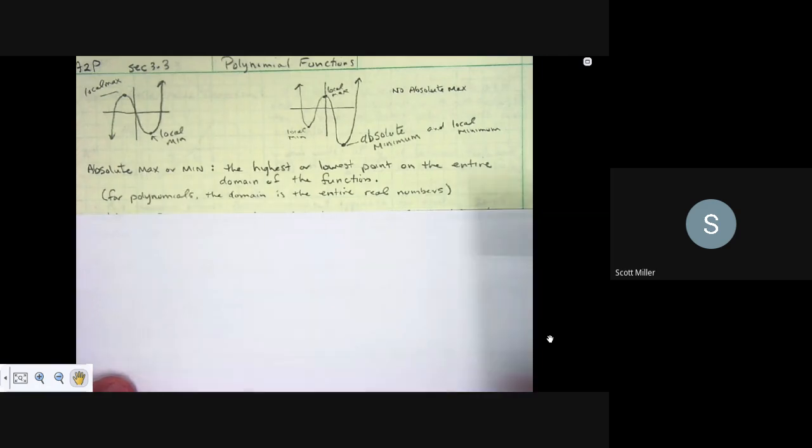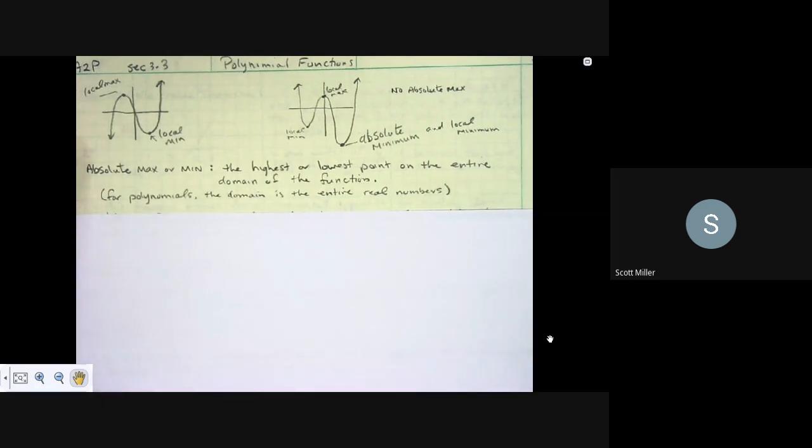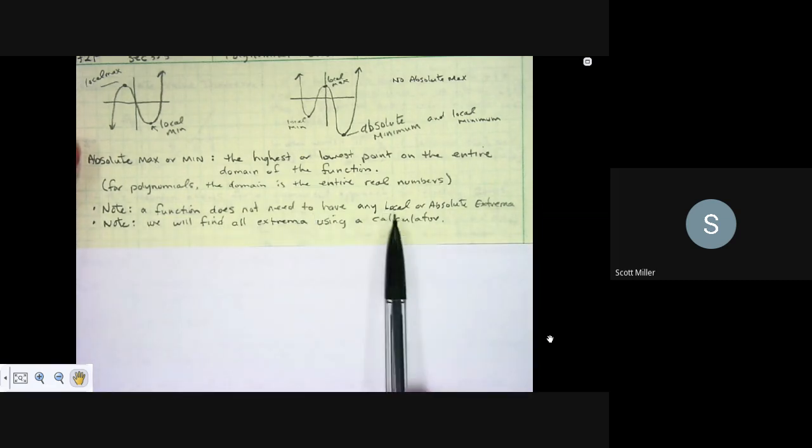Okay, and that's what I described right here in the definition. An absolute max or min is the highest or lowest point on the entire domain of the function. For polynomials, the domain is the entire real number line, so all real numbers is the domain for all polynomials. And what I just said also, a function does not need to have any local or absolute extrema. We're only going to find these using a calculator. Again, there's an actual video in your Google Classroom that shows you how to find the extrema on the calculator itself.